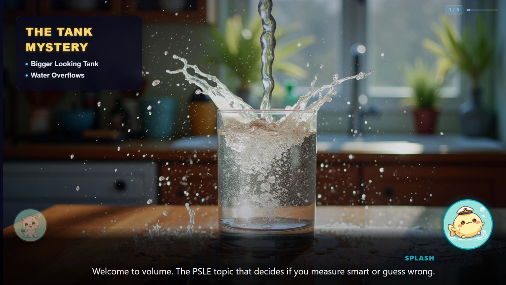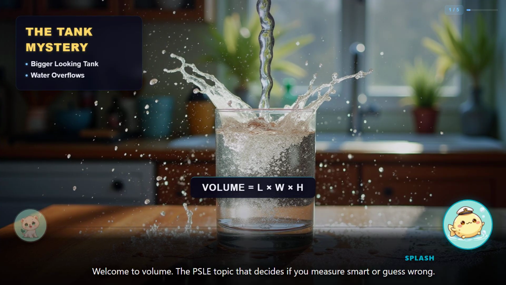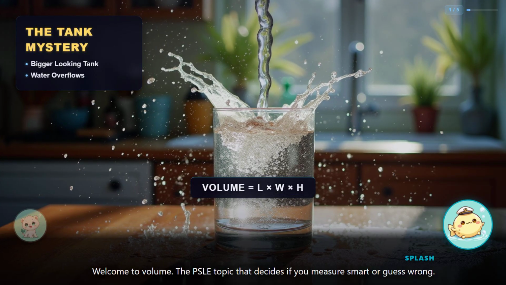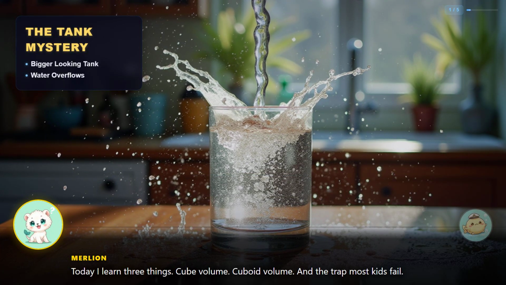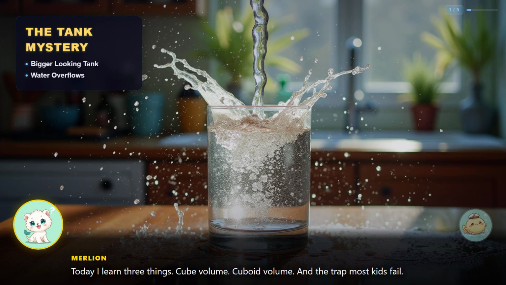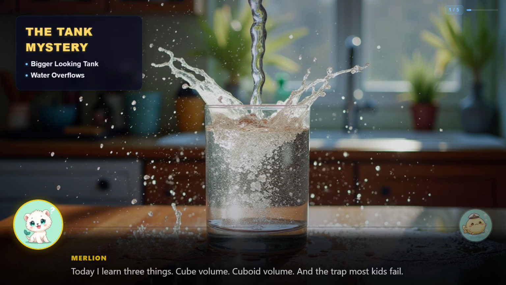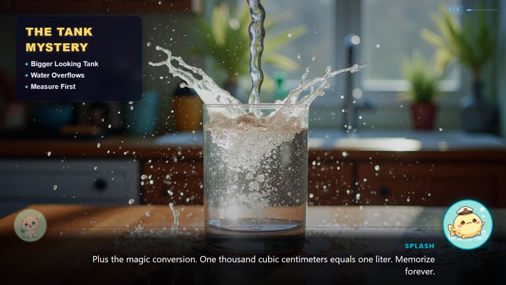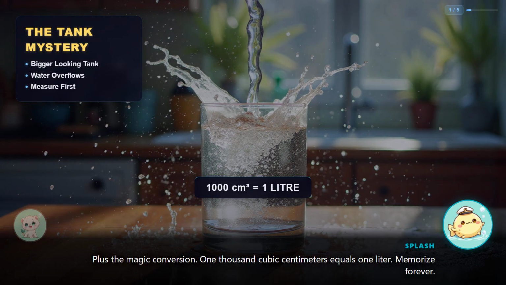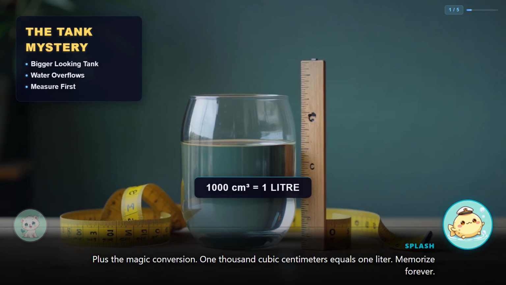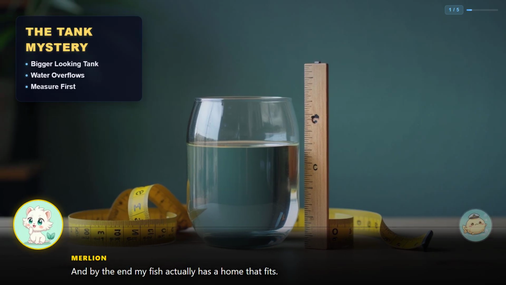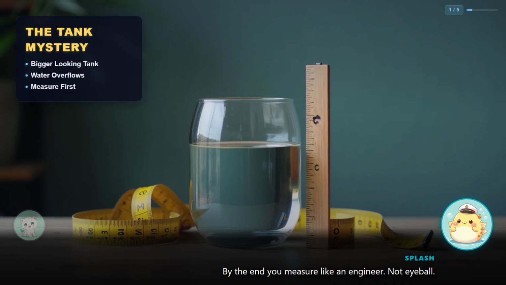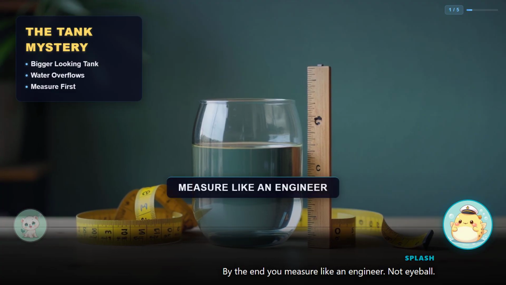Welcome to Volume, the PSLE topic that decides if you measure smart or guess wrong. Today I learned 3 things. Cube volume, cuboid volume, and the trap most kids fail. Plus, the magic conversion. 1,000 cubic centimeters equals 1 liter. Memorize forever. And by the end, my fish actually has a home that fits. By the end, you measure like an engineer, not eyeball.